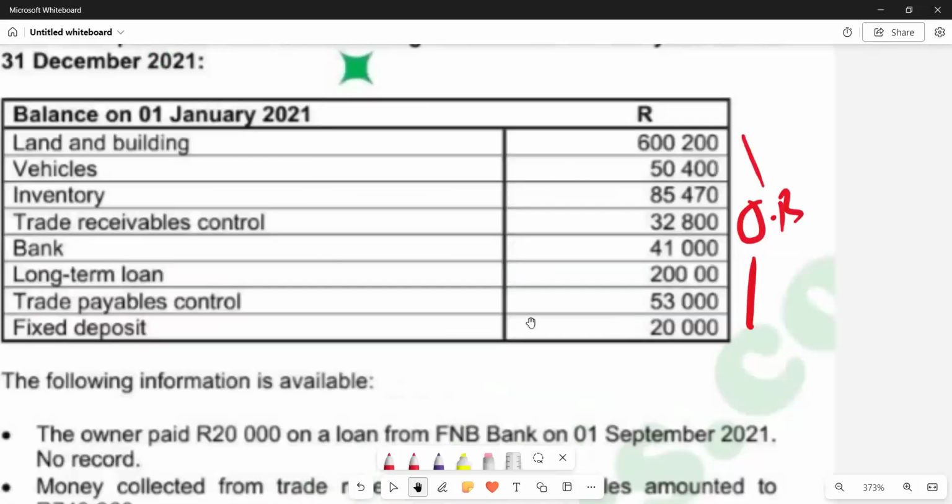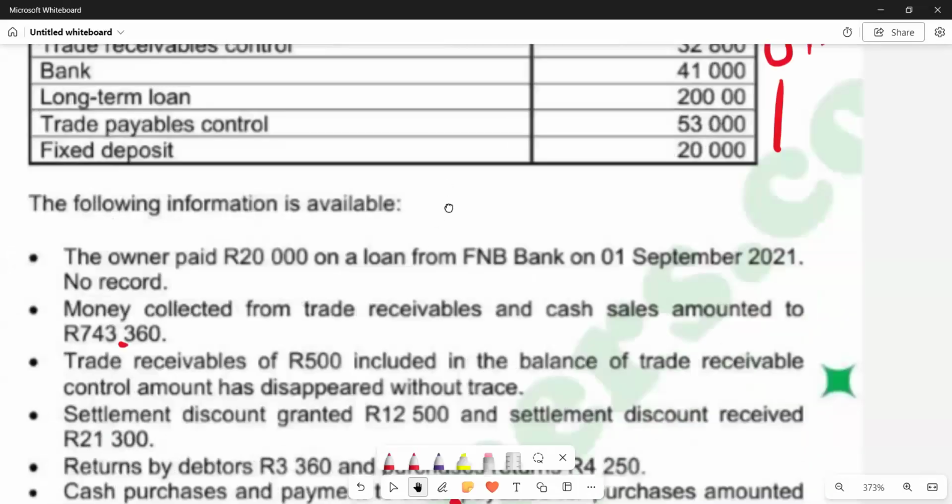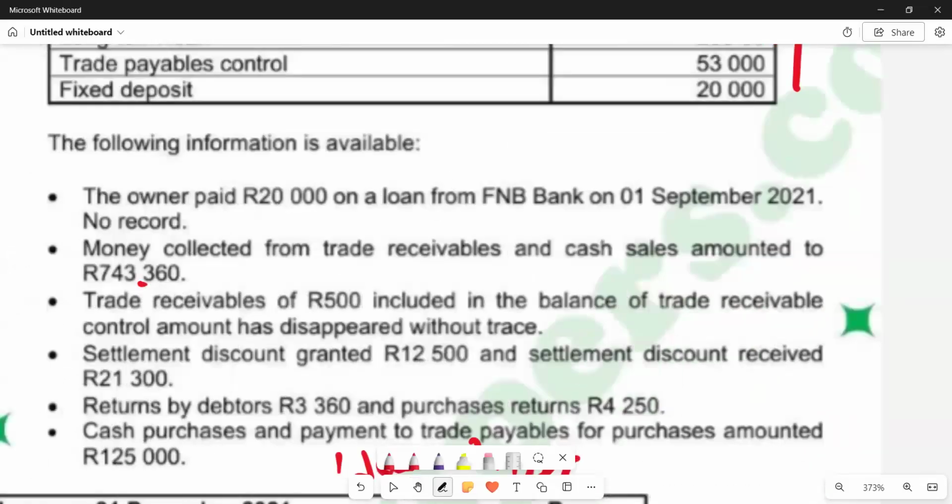If you come here, you would see that beneath the point that we've just adjusted for is point number two. Remember, we are here, so we can go to the next point, saying trade receivables of $500 included in the balance of trade receivable control amount has disappeared without trace. So this amount has disappeared, so it's a loss. So it's a credit loss.